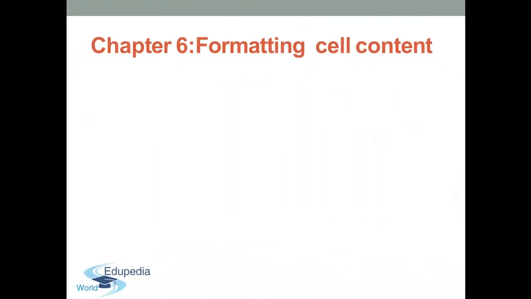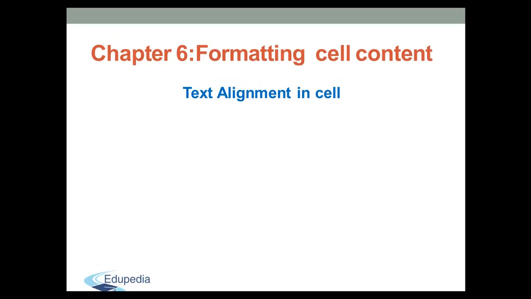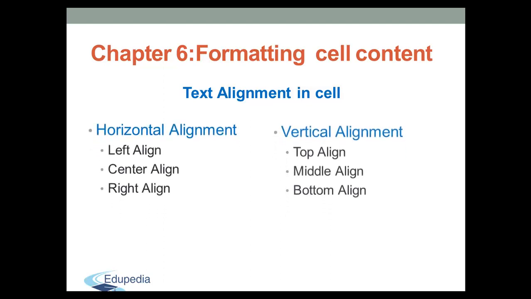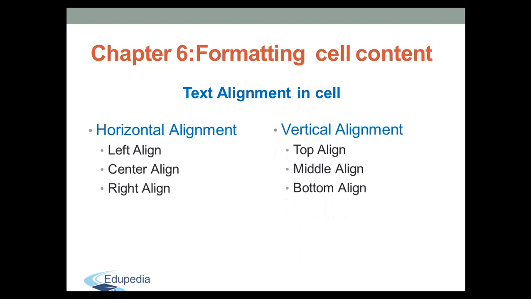Changing the alignment of your cell content allows you to choose how the content is displayed in any cell, which can make your cell content easier to read. There are two types of text alignment in the cell: vertical alignment and horizontal alignment. And you can apply both on the same cell.